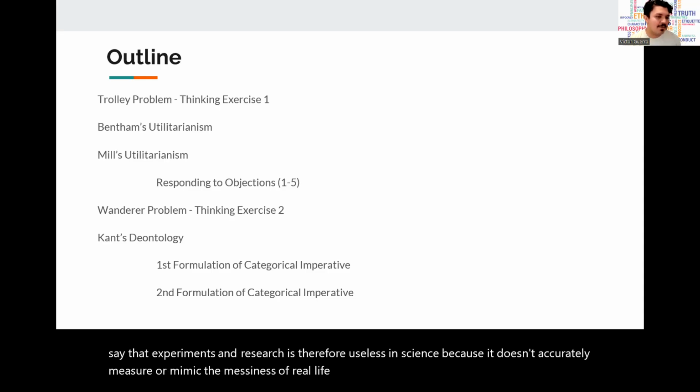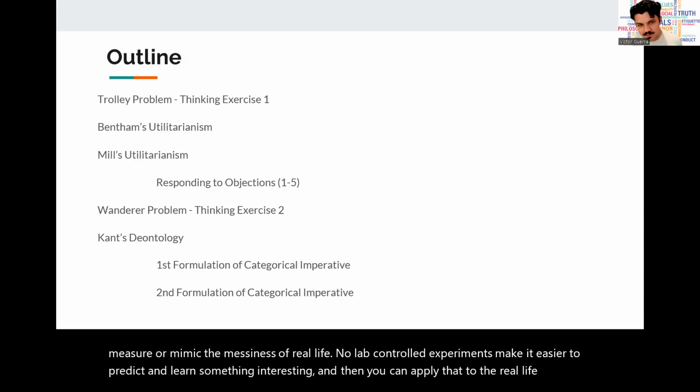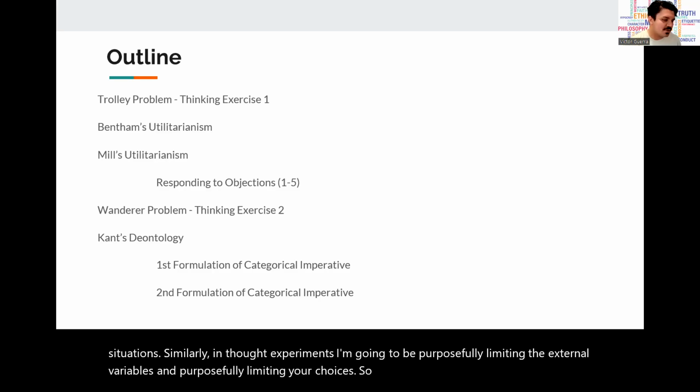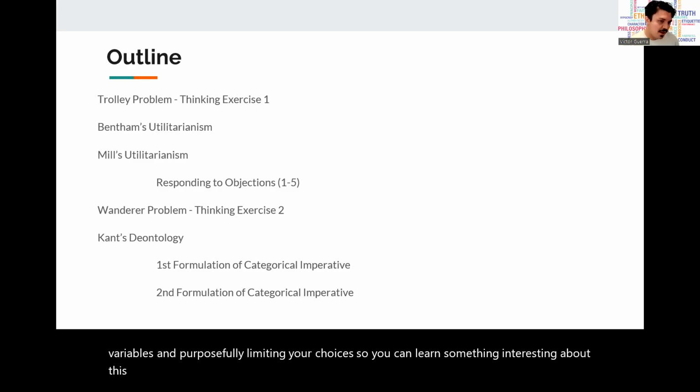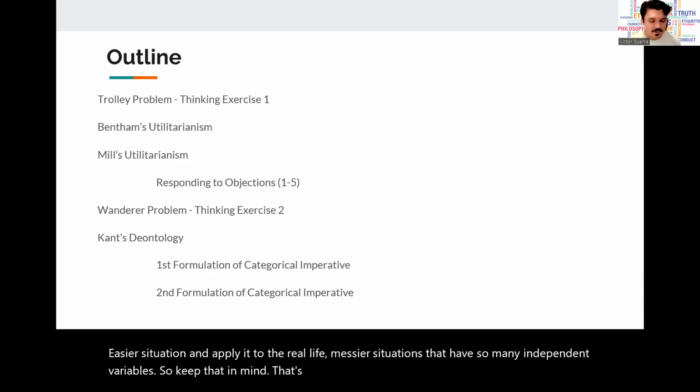No, lab-controlled experiments make it easier to predict and learn something interesting, and then you can apply that to the real life messy situations. Similarly, in thought experiments, I'm going to be purposefully limiting the external variables and limiting your choices so you can learn something interesting about this easier situation and apply it to the messier real life situations that have so many independent variables. So keep that in mind. That's roughly why I do them.